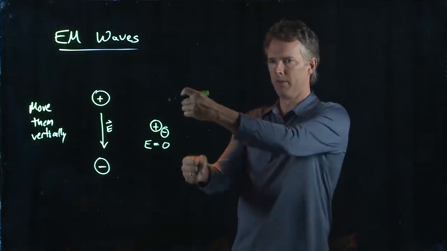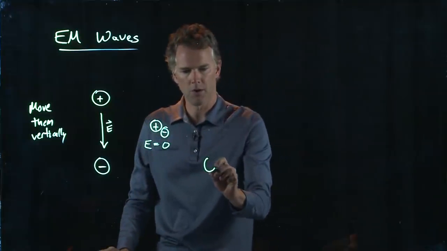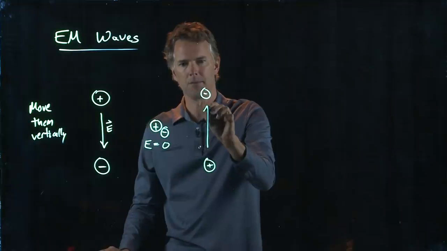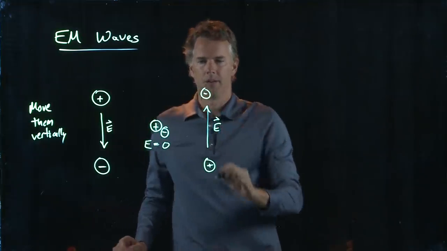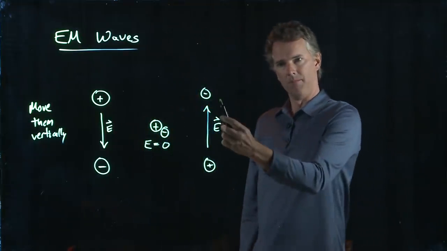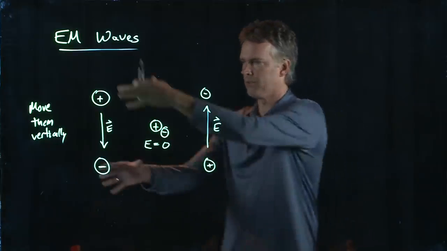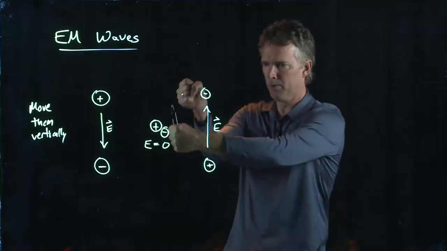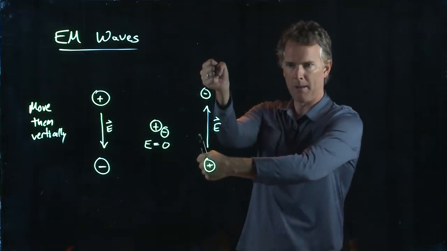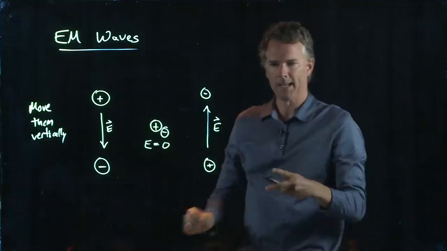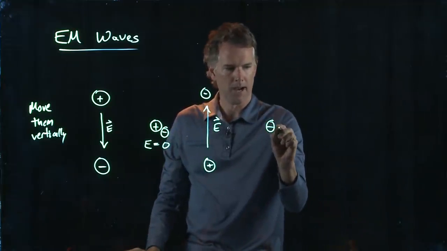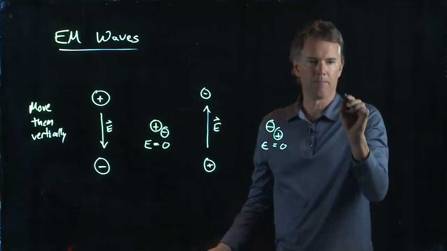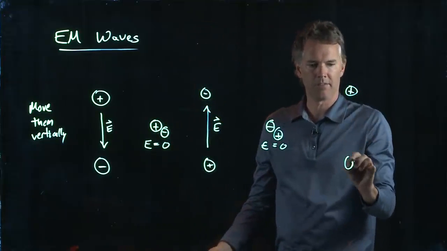But now let's keep moving them. We're going to put the positive charge all the way down on the bottom and the negative charge up on the top. And now the E field is pointing up. So all we're doing is taking these positive and negative charges, putting them together, and then continuing to move them. Now they're the opposite way, and then we come back together again. The minus is heading back down, the positive is heading back up, and eventually they're back to where they started.